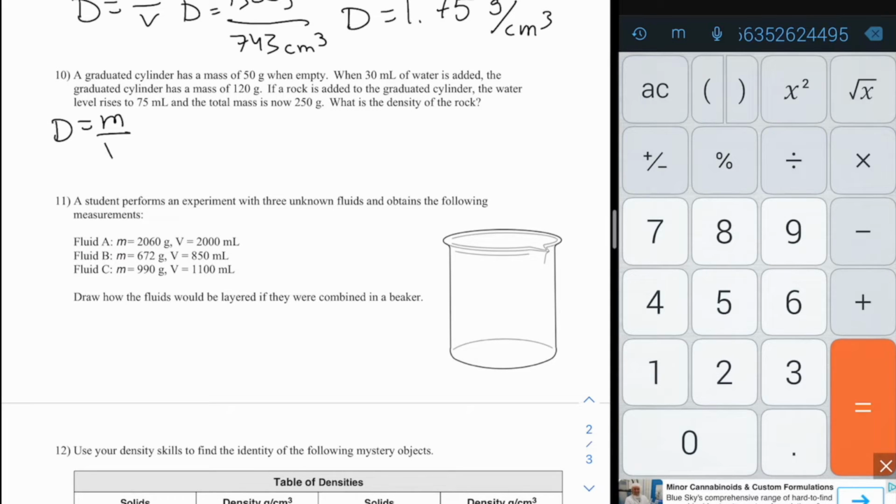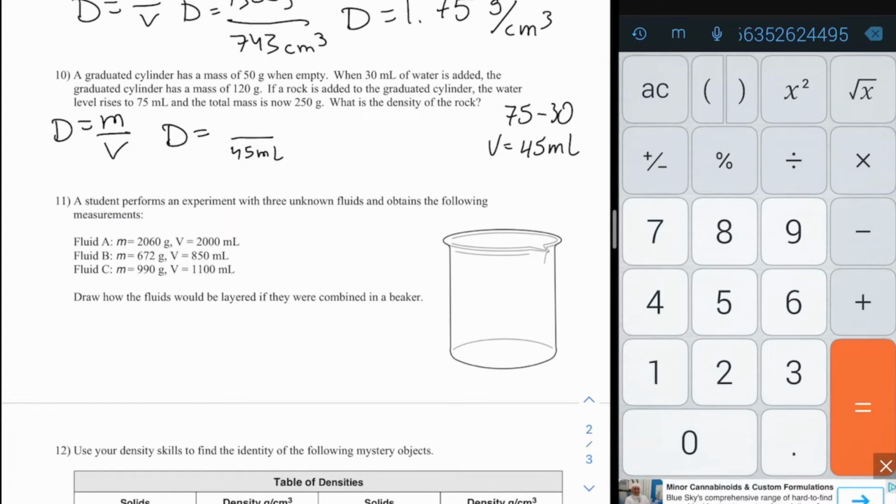We need to find the mass and the volume. This one's got a lot to it. So let's go with the volume first. What it's saying is there's 30 milliliters of water in there. I add in the rock, and then the water level rises up to 75. So again, I just need to subtract those to show the displacement there. So then it's 45 milliliters for my volume. It's the change there. Okay, so that's going to be 45 milliliters down here.